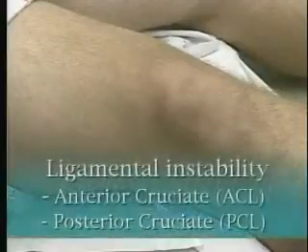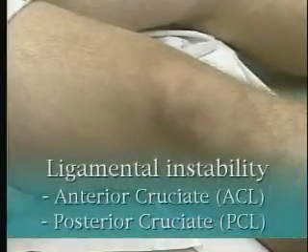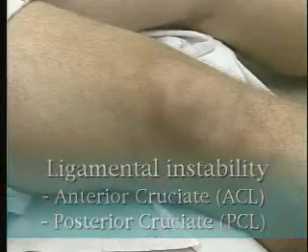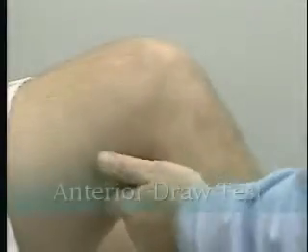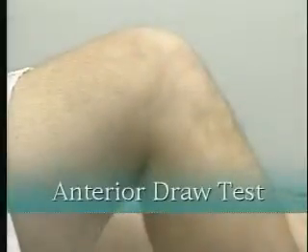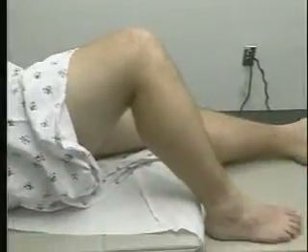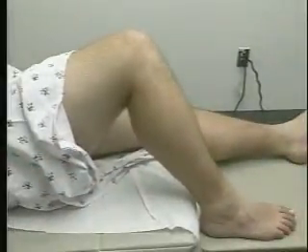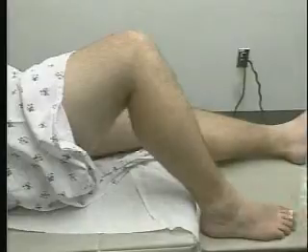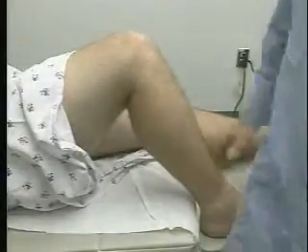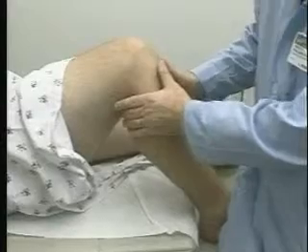After assessing for effusion, we'd like to, at this point, do special tests for ligamental instability. The first test I'm going to perform is known as the anterior draw test. Knee is bent in approximately 60 degrees of knee flexion. That is stabilized by the examiner sitting on the foot gently.